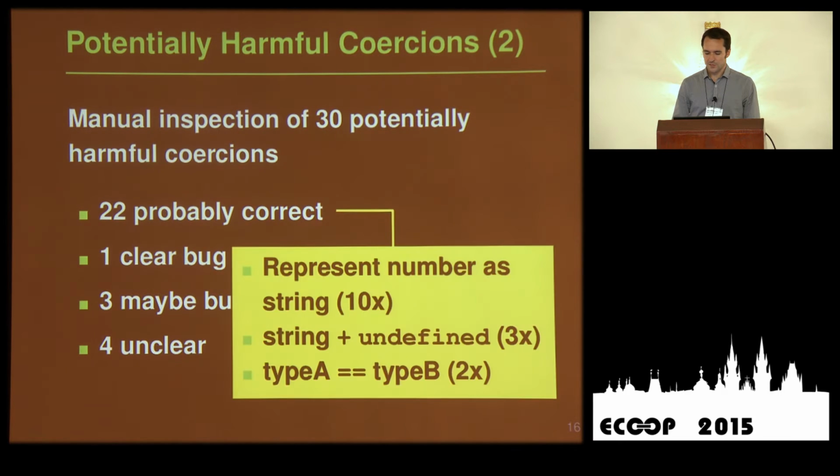So for the 22 probably correct ones, what's the reason? So 10 of those were cases where a number is represented in a string, which is suggested not to do because all arithmetic operations have the usual meaning, but plus means string concatenation if you apply it to a string, even though the string is supposed to represent a number, which may lead to surprises. But in those 10 cases, plus was not applied to the value, so this is why we say it's correct.